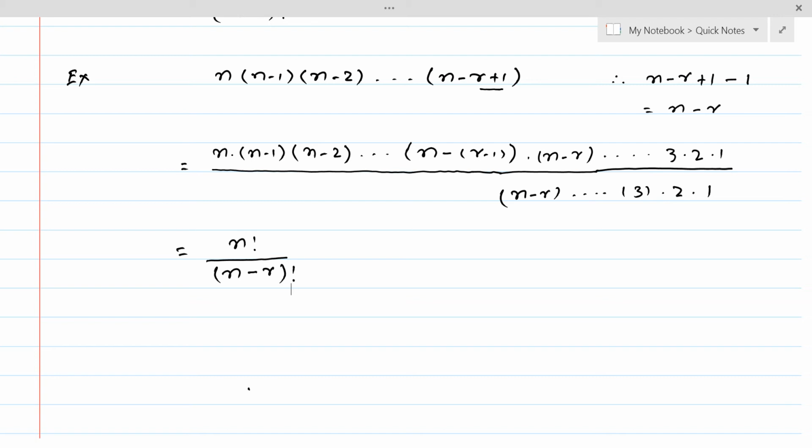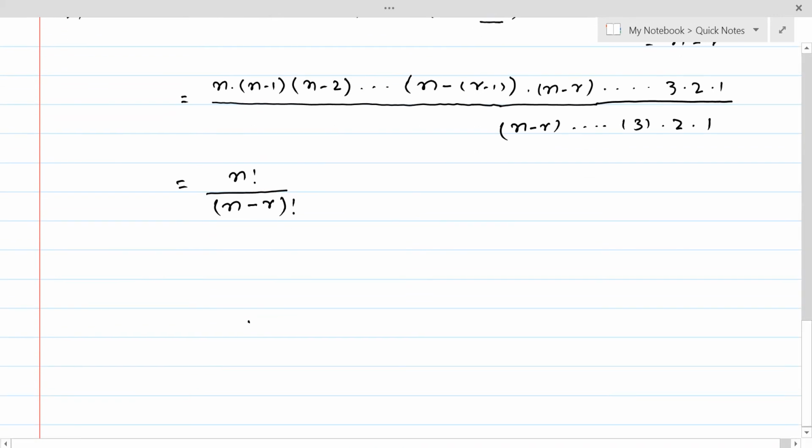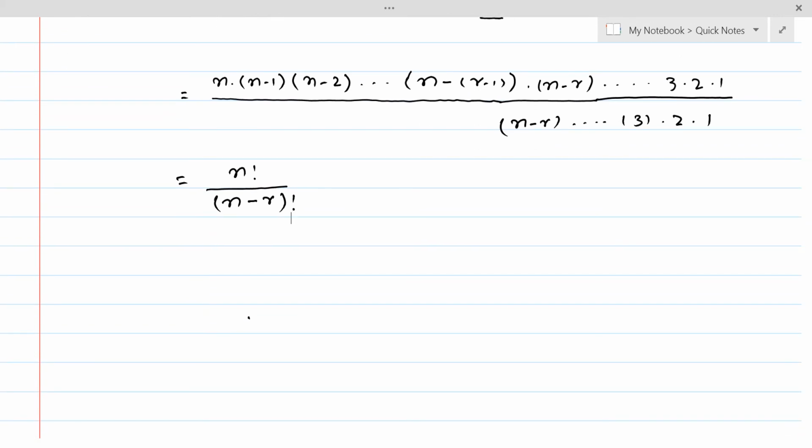Remember that whenever you have n minus r plus 1, this up to n minus r is the number that you multiply and divide in order to bring it into this form.